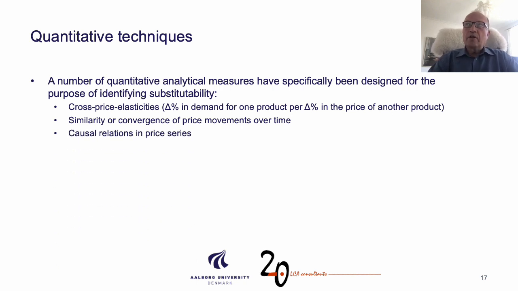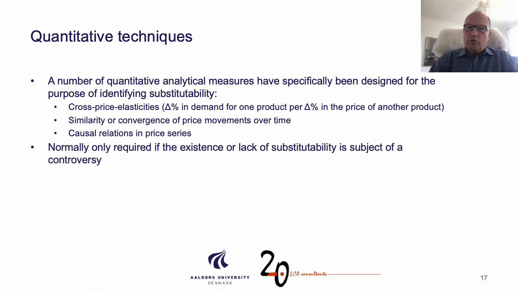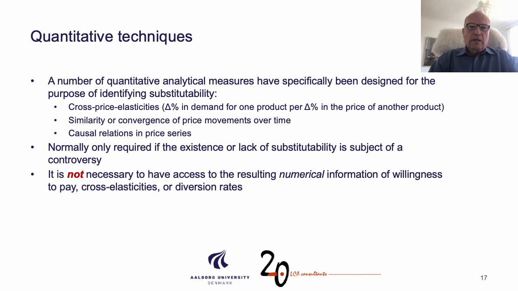These two issues are mainly about identifying covariance, but if you really want to prove that there is a substitutability, you might need to further document that in terms of causal relationships and using more advanced techniques in the price series analysis. Normally, this will only be required if the existence or lack of substitutability is subject of a controversy. It's also not necessary to have access to the resulting numerical information of willingness to pay or cross elasticities or diversion rates.